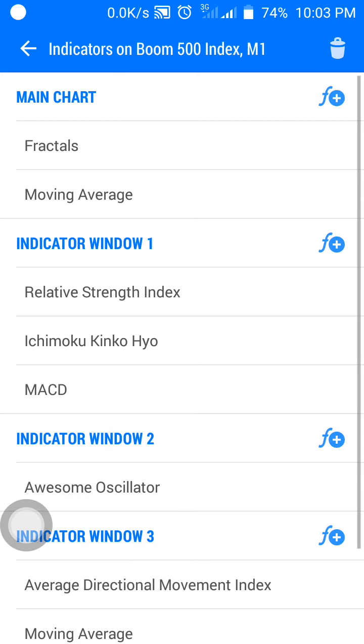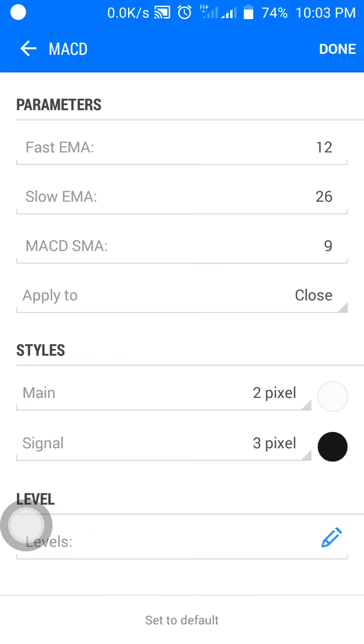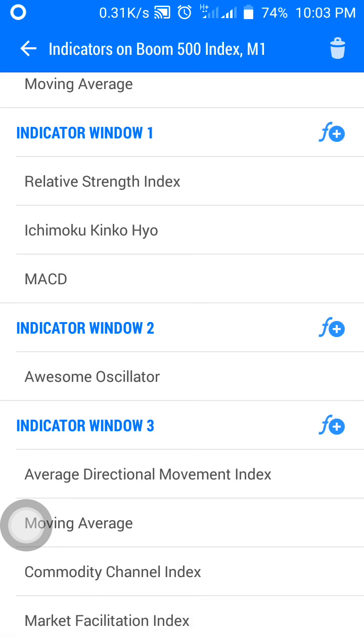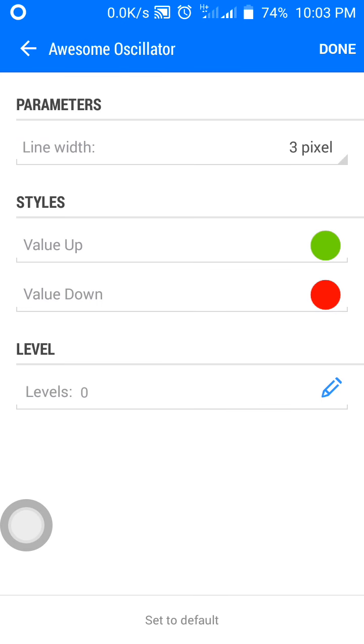Now the MACD. This is the MACD settings. For those that didn't see this one in the last video, please see it here. The main should be your background color, then the signal should be another color. Set it as you like. Now the window indicator 2 is the awesome oscillator. Look at it. The value up is your bullish candle, your value down is your bearish candle.